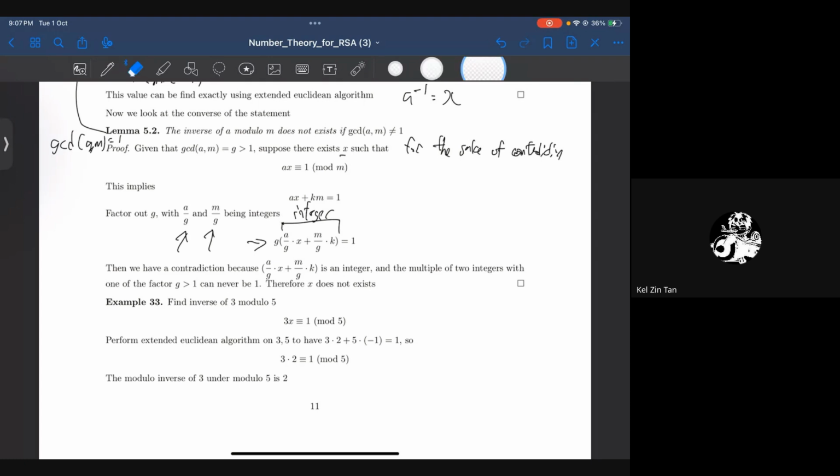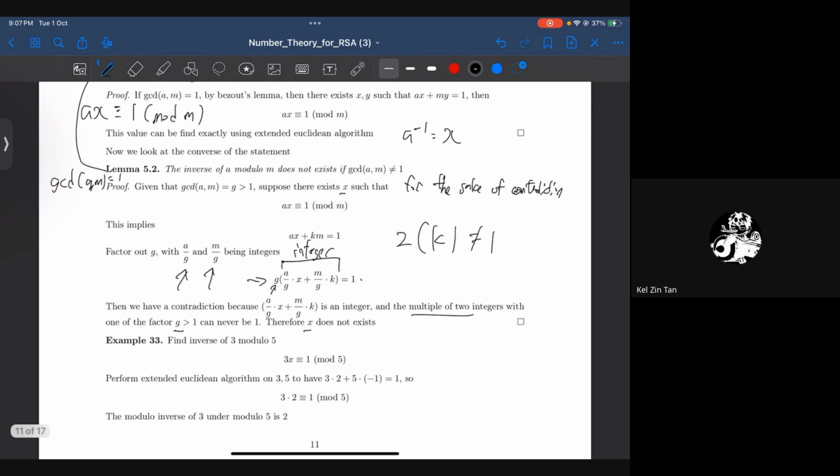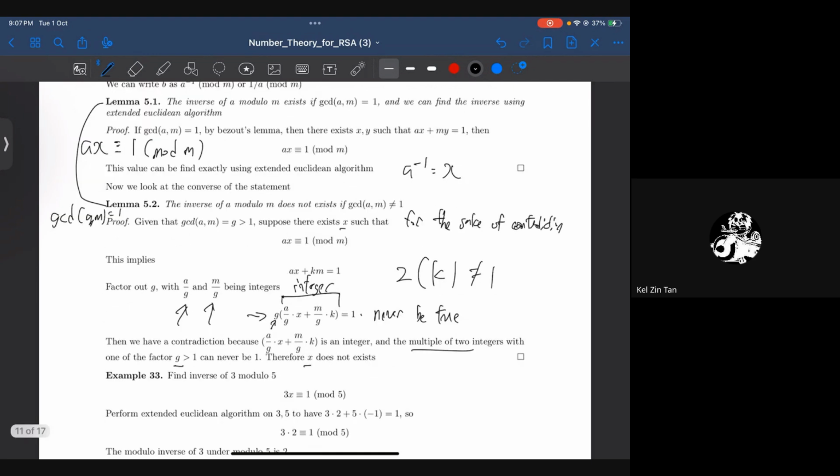Now we have this equation, and this already gives us a contradiction. Why? Because this part is an integer. However, the product of an integer with a factor g greater than 1 can never be equal to 1. For example, if g is 2, then whatever k you multiply by, this can never be equal to 1. Therefore, x does not exist, because g can never be 1 and this equation can never be true. Therefore, we have proved that if the GCD of A and M is not equal to 1, then the inverse of A modulo M does not exist.